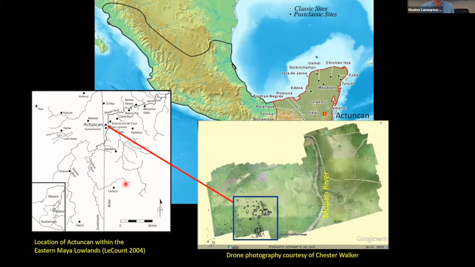Actuncan is located on the Mopan River, just a little ways above its confluence with the Macal that forms the Belize River. It's located up on an alluvial terrace above the river, and likely was a really important location for canoe trade, as were all of the sites along the Mopan River and Belize River over the course of history. This is really critical to some of the arguments I'm going to make, and my thoughts about why Actuncan became the location for a Triadic temple group in the late PreClassic period.